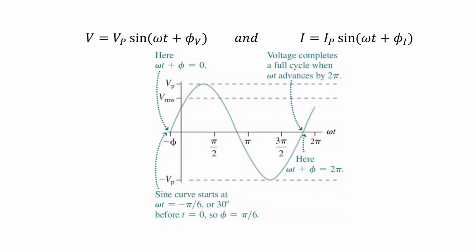And so here we have the voltage, the sinusoidal curve, and it's phase shifted just a little bit. Notice it's not starting at 0 at the origin, but rather the voltage is at 0 some little bit to the left, whatever that phase shift phi is. And it says here down below, the sine curve starts at omega t equals negative pi over 6, or 30 degrees, before t equals 0. So the phase shift in this case is to the left, pi over 6.